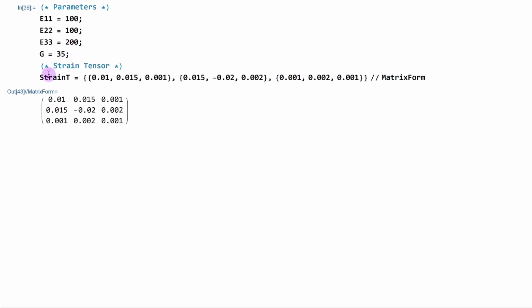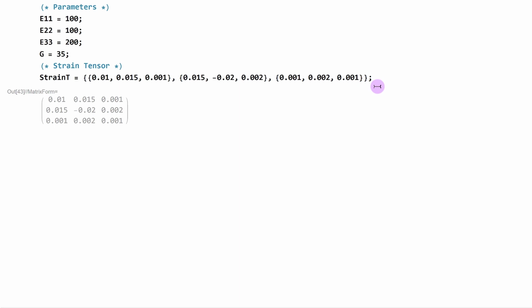Now, I also defined our strain tensor that we were given. So again, this strain tensor that I've already run is something that we were given directly from the question. This just didn't appear out of nowhere. All right, so let's begin solving this question. I'm going to suppress this strain tensor because we're not really going to need to see it moving forward.